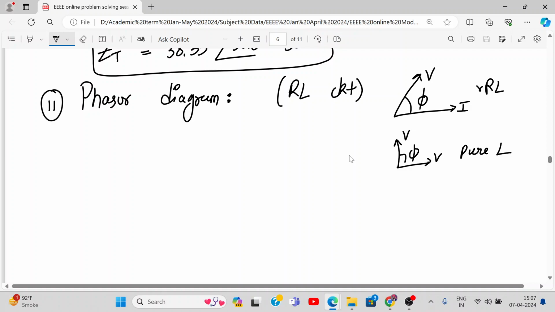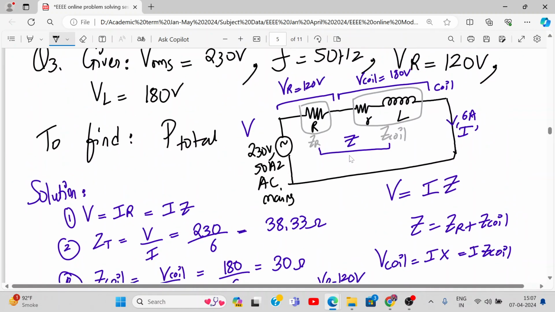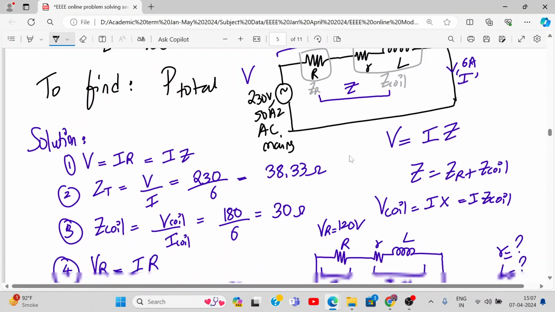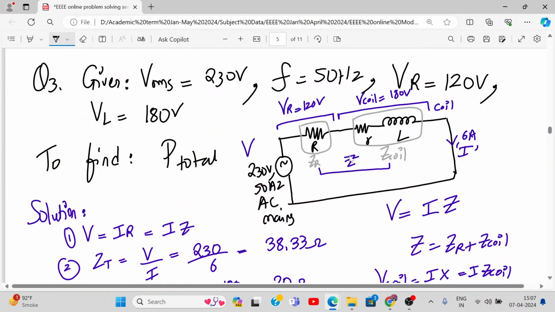Okay, how do we start? We'll draw. This is current I. We'll draw current. Now, voltage को कैसे add करोगे? What is the total voltage? Tell me. VR plus V coil, right? और phase angle कितना हो गया उसका?